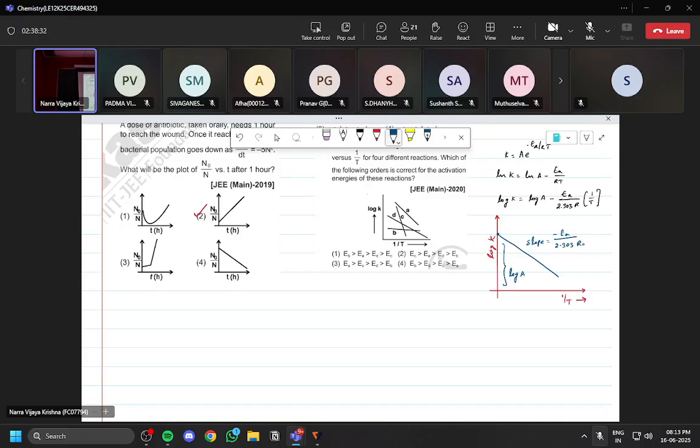Now, which is having more negative slope? C. Which is having a lesser slope? B. So Ea value of B is lowest, so Ea of B must be lowest and that of C must be highest. So the answer is option 2. Correct, sir?